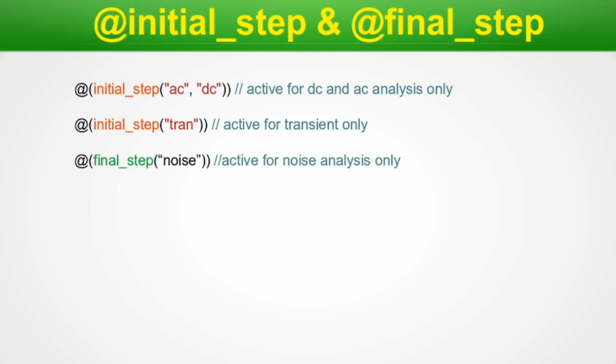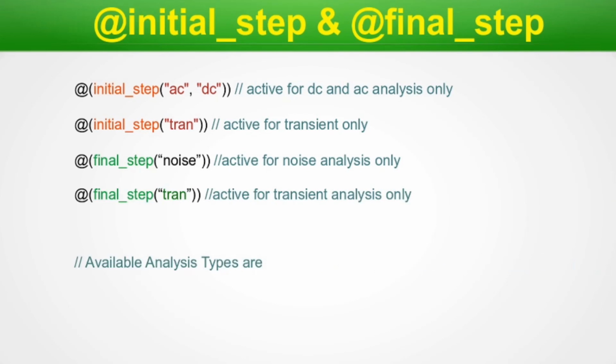The final step is active only for noise analysis, and the second one is active only for transient analysis. Available analysis types: here we define the analysis types AC, DC, transient, noise and unknown. So guys, here we just exemplified the initial and final steps and their analysis types. Analysis types are the type of analysis that we are doing with the analog circuit, like AC analysis, DC analysis, transient analysis, noise analysis, like that.